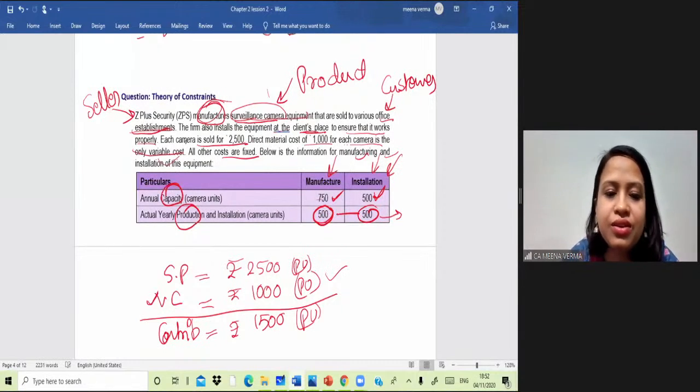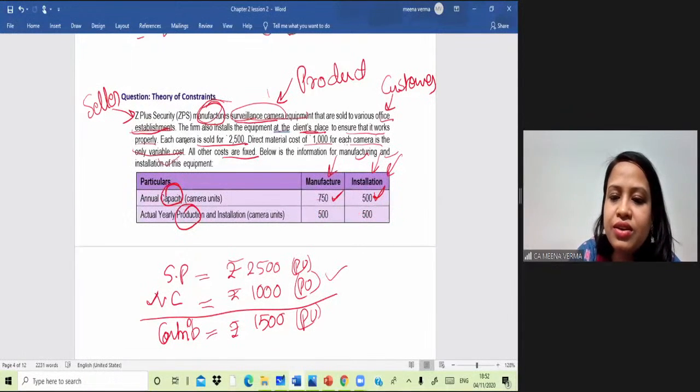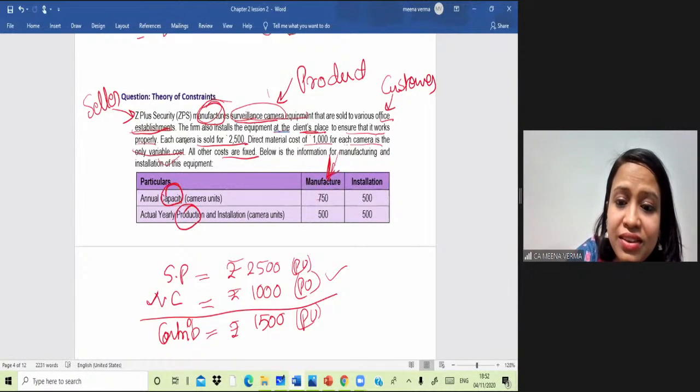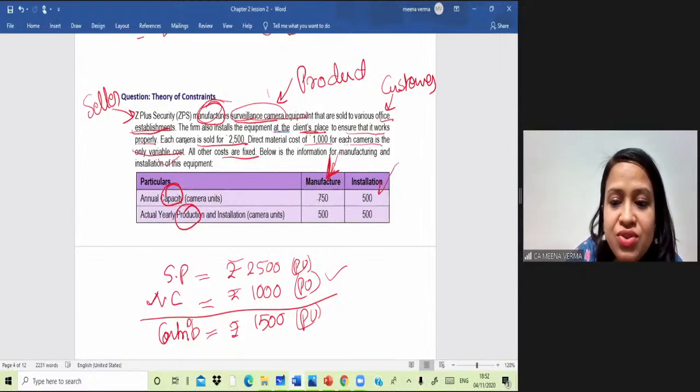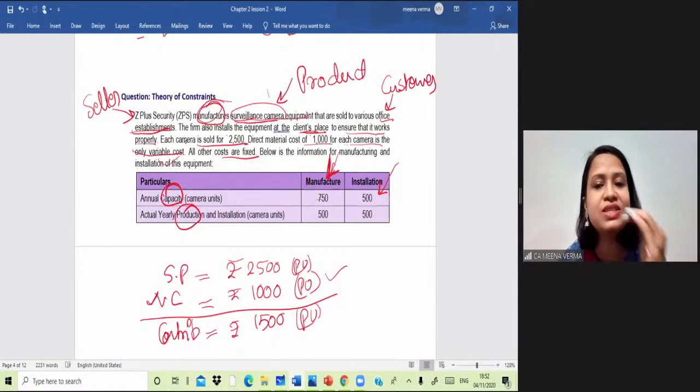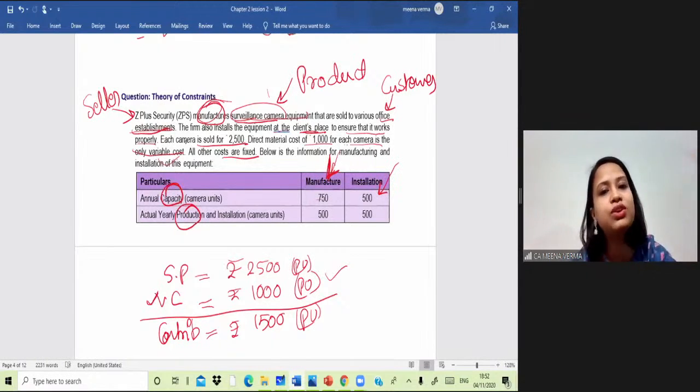See, it is given here. Capacity to manufacture is 750. Their capacity to manufacture is 750, but their capacity of installation is just 500. It means they cannot install more than 500 cameras.